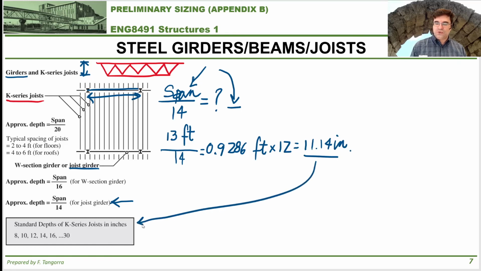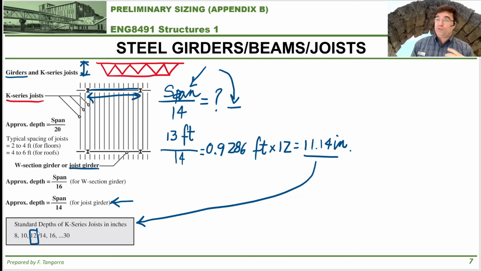And then what you're going to do is take this and look for the closest match based on the typical standard depths in inches of K-joist. Okay? But you want to find the one that's not smaller than that. So we have 11.14. The closest one that is not smaller than it is 12 inches.